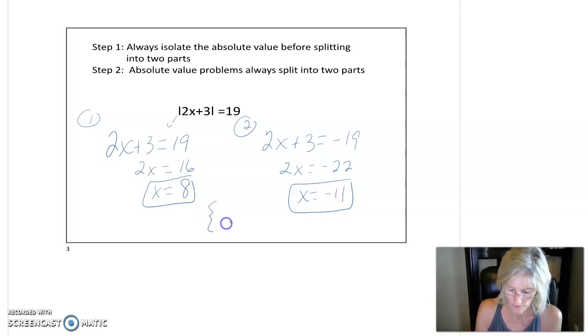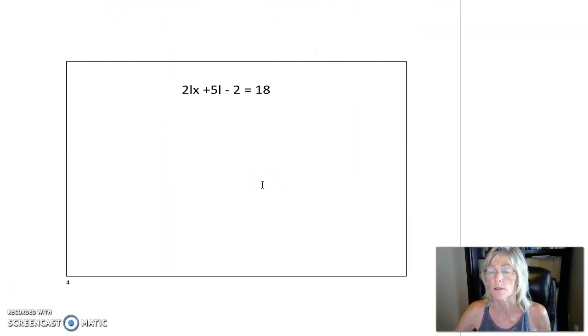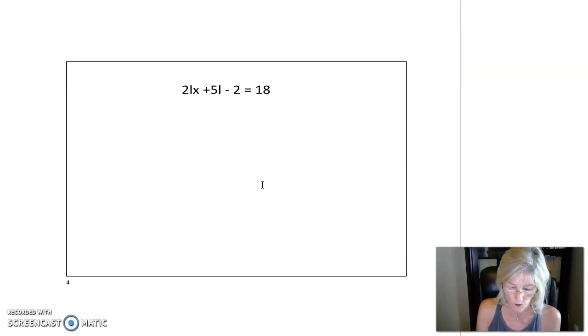If you wanted to put it in that fancy set notation, which I rarely do, you would use it like that. All right, so let's look at one where the absolute value is not alone. Again, we don't change anything in here. All we're trying to do is get that by itself. So we solve these like equations. I'm going to add 2. Then I'm left with 2 absolute value of x plus 5 equals 20. I do not distribute the 2 in there. I leave this alone until I get it all by itself.